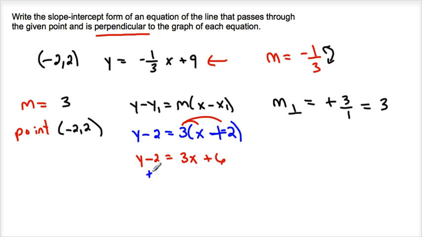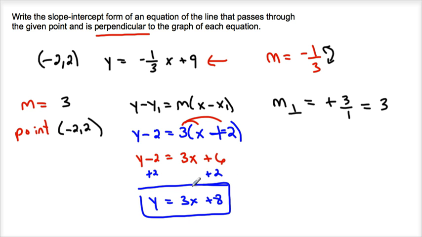Going to add 2 to both sides. And I got y equals 3x plus 8. And this is the equation of a line that is perpendicular to this graph passing through the point negative 2, 2.